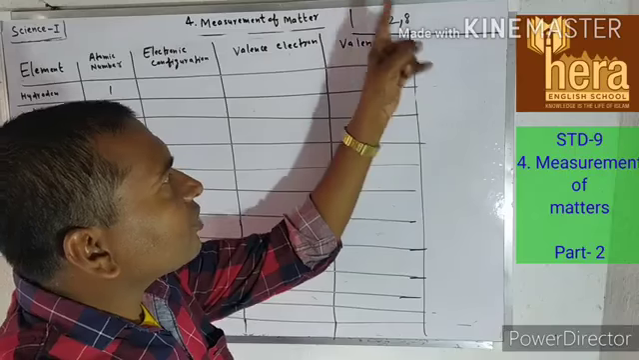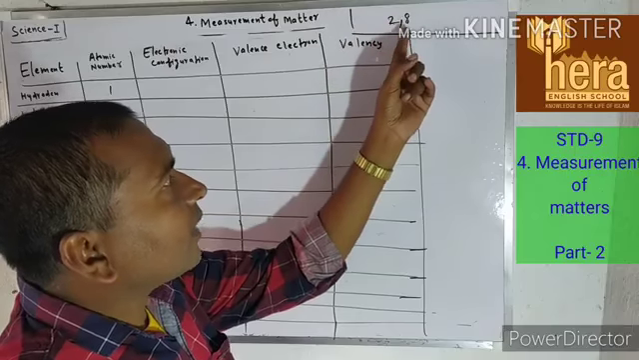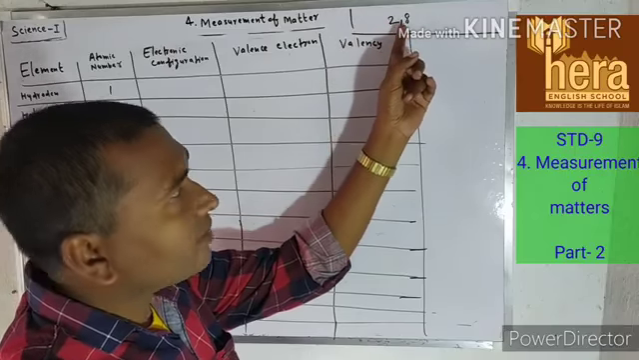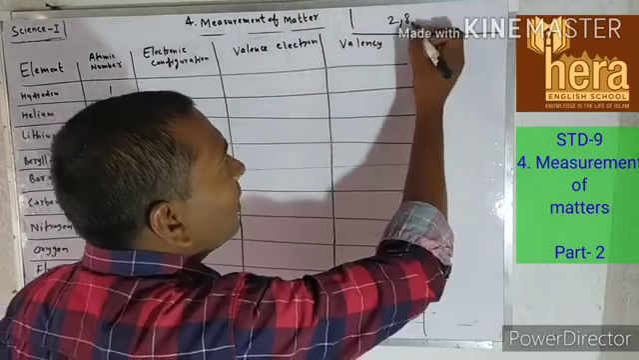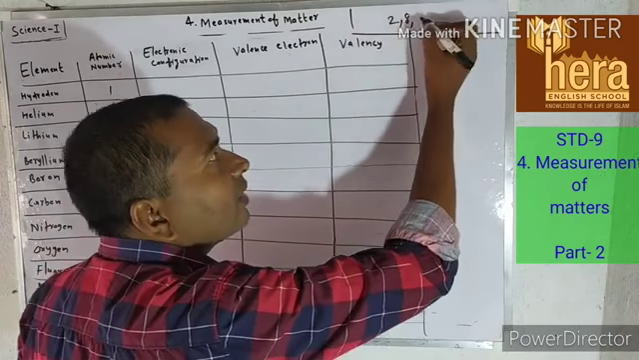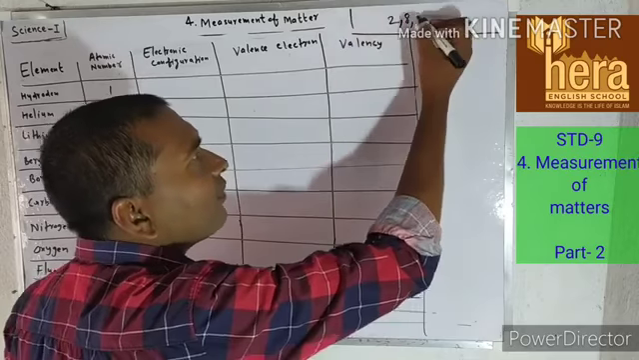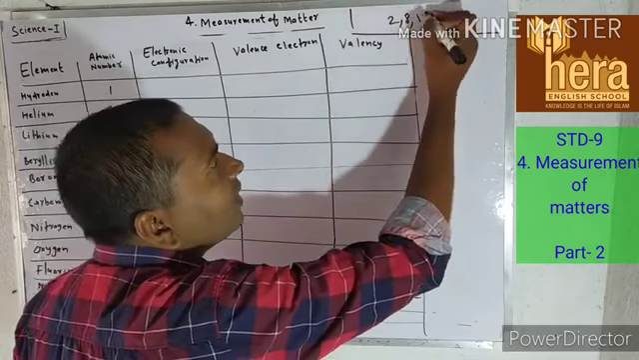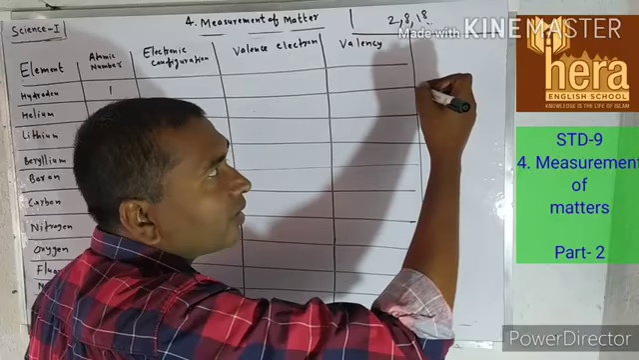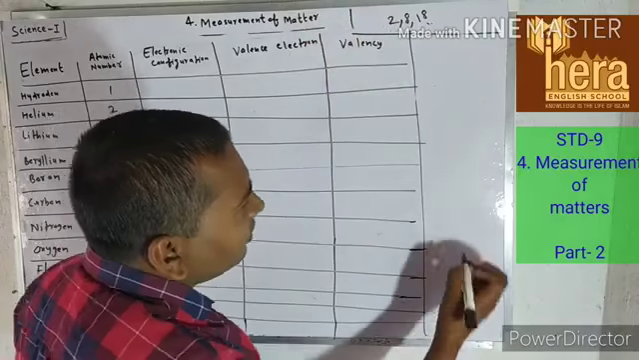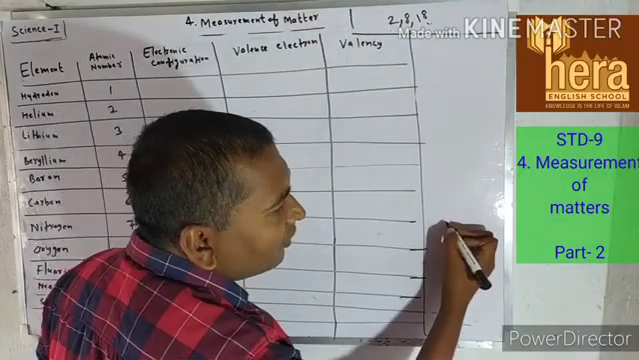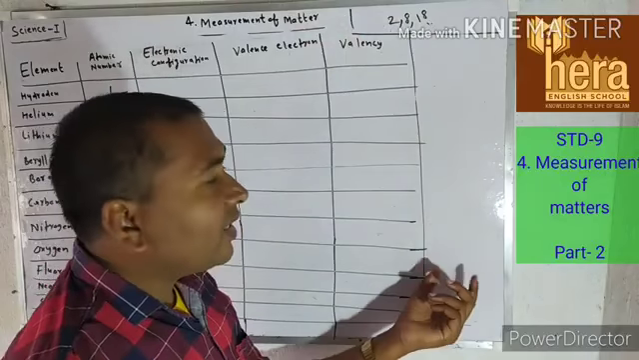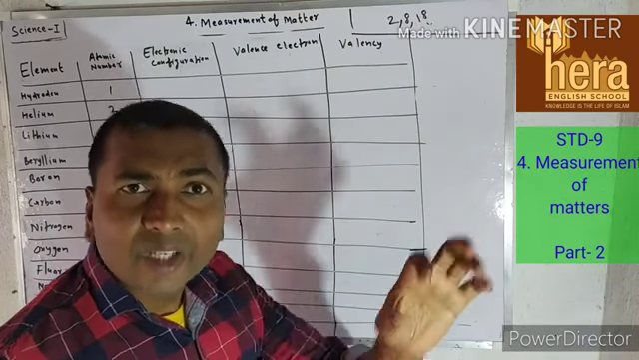The capacity of the first orbit is maximum 2 electrons. The capacity of the second orbit is maximum 8 electrons. In the third orbit, there is a capacity of 18 electrons. 18 electrons can stay in the third orbit. Actually, there is one formula to find the capacity of how many electrons can stay in a particular orbit.